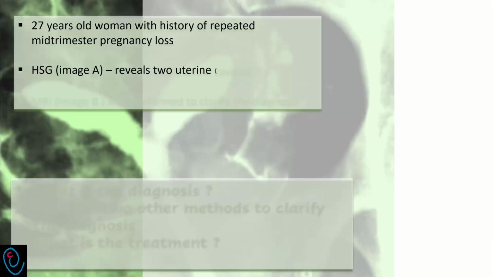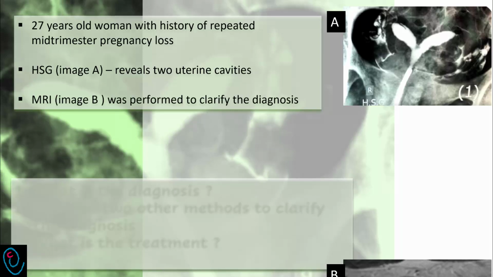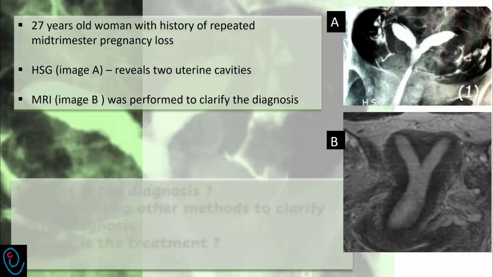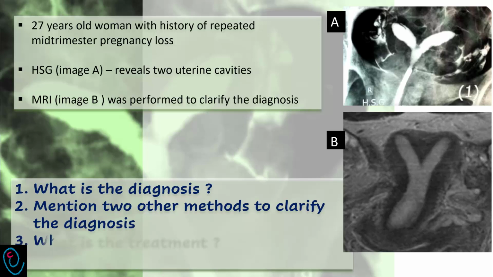A 27-year-old woman with history of repeated mid-trimester pregnancy loss. During evaluation, hysterosalpingography was performed and it revealed 2 uterine cavities. MRI was performed to clarify the diagnosis. What is the diagnosis? Mention 2 other methods to clarify the diagnosis. What is the treatment?